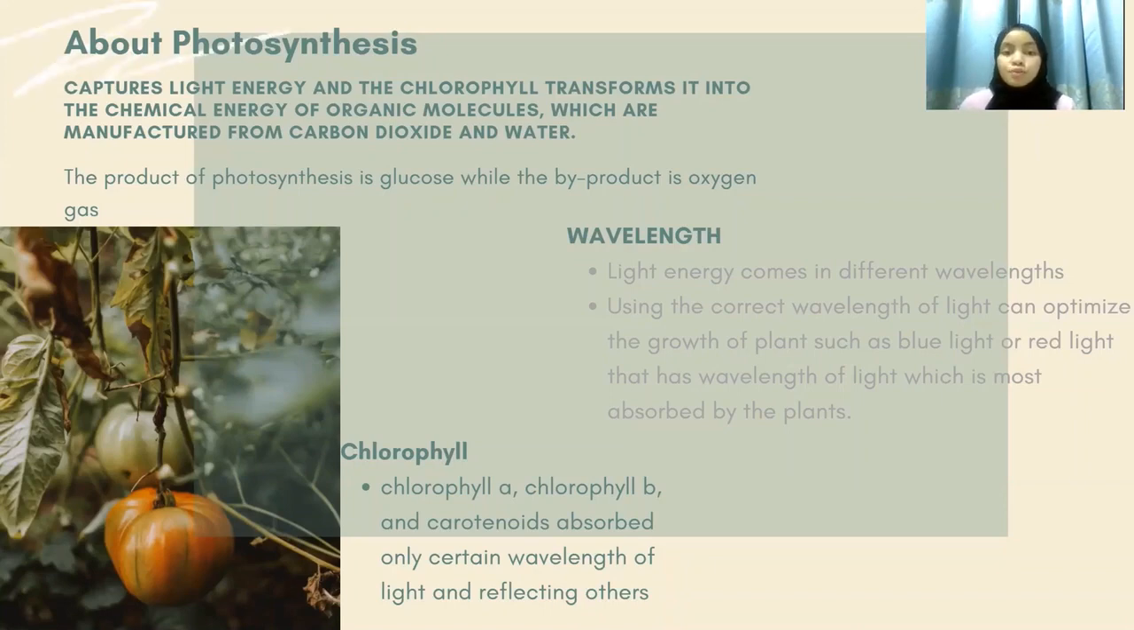Next, as we already learned before, chlorophyll is the main photosynthetic pigment used by plants to absorb light energy in order to produce energy for photosynthesis. For example, chlorophyll A, chlorophyll B, and carotenoids only absorb certain wavelengths of light and reflect the others. Right now, we are going to proceed with the hypothesis and the objective of this mini project.